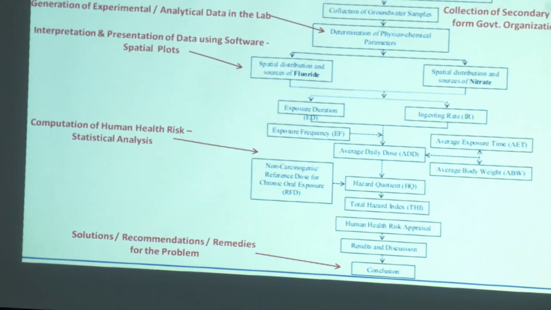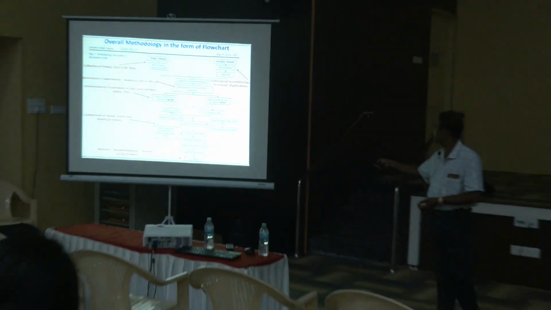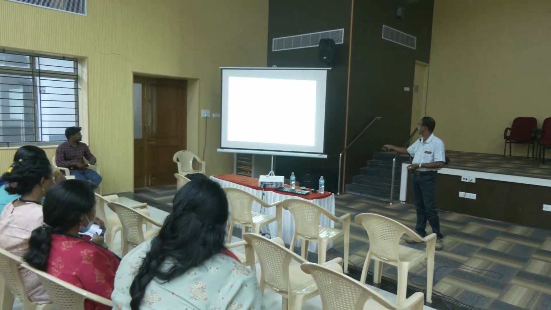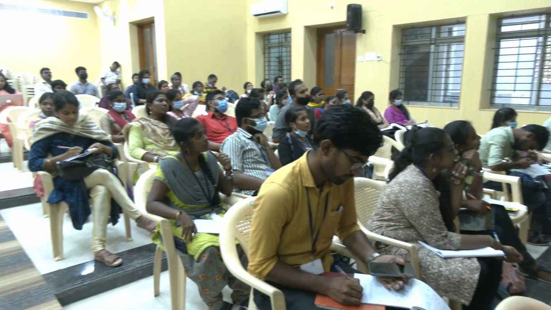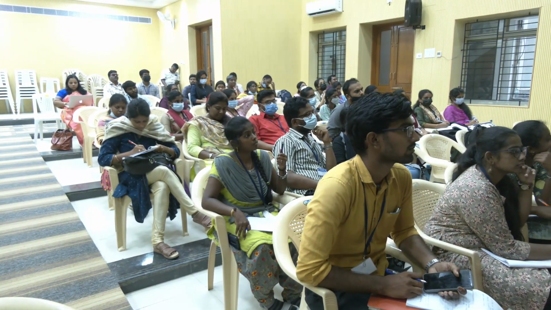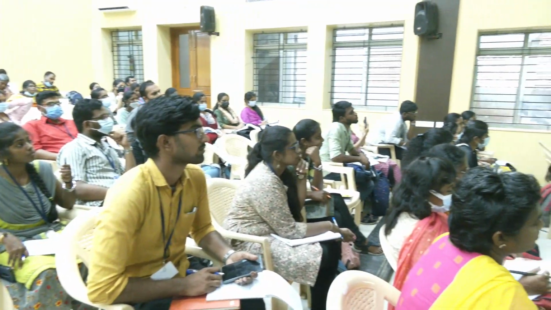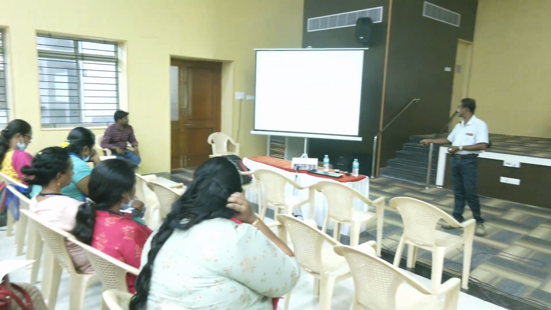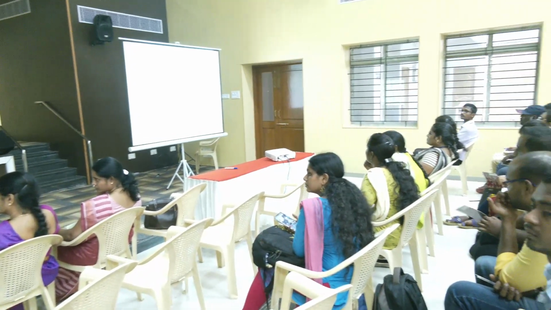So here you can see how they have presented the methodology. Here all the components are there. You see, here you have primary data. Here you have secondary data collected from various government organizations. Then they generated data by doing experiments or analysis in the lab. Then they interpreted the data using various software packages. Then they went for some computation of health risk. Then results and discussion. Then finally you have to give your recommendation or the solution for the problem. You have to give it in this way. So by seeing this methodology, one can understand what is in this particular paper.